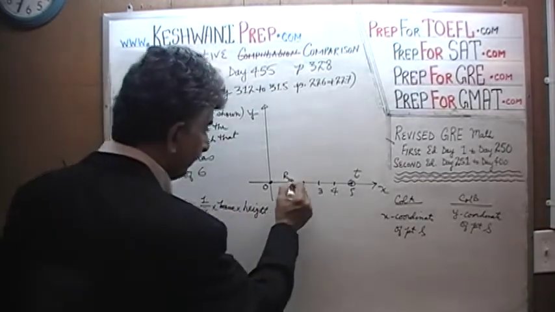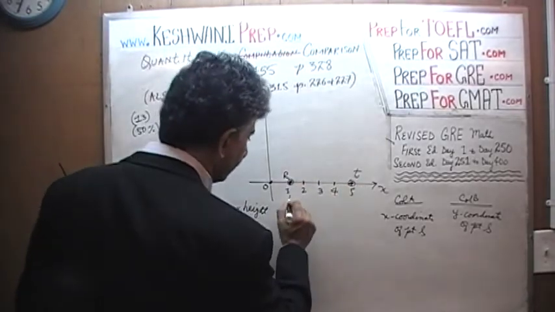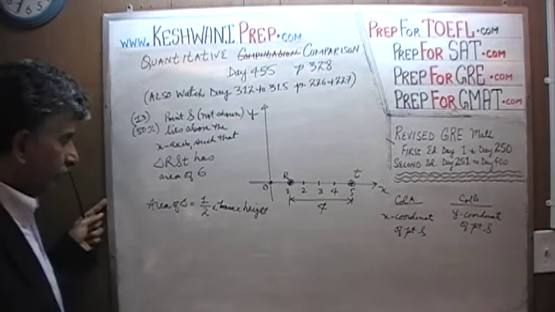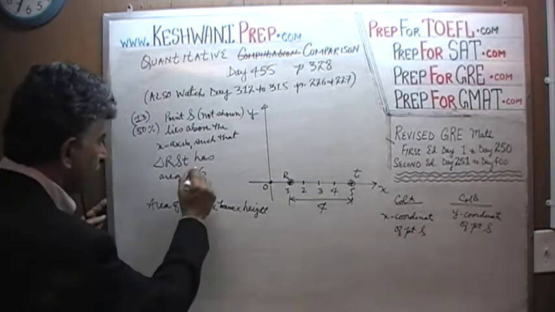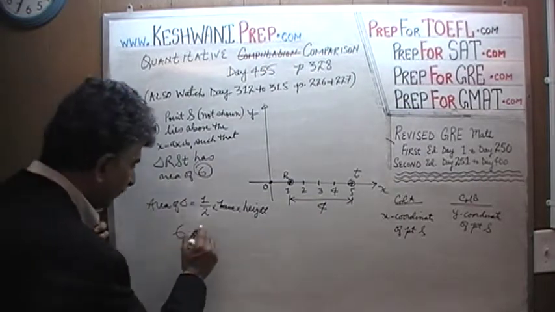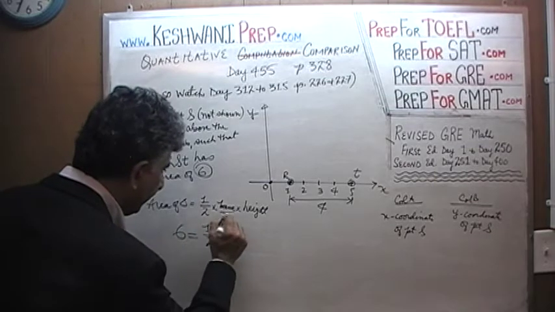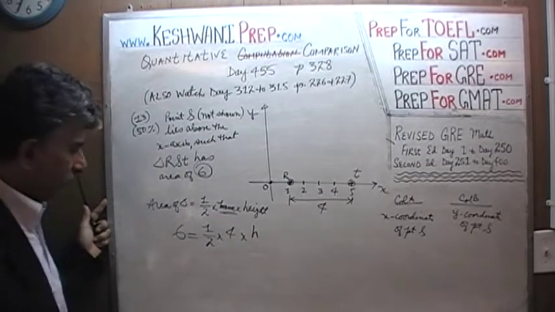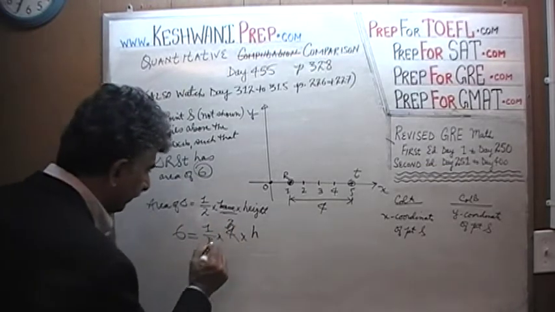Well, we already know the base of this triangle. This is point R and this is point T. So the base of the triangle is from here to here. The base happens to be 4. And we know the area has to be equal to 6 because we are told it has an area of 6. So 6 has to equal 1/2 times base, which we know is 4, times the height, let's call it h. The 2 is going to cancel out with the 4, and we're going to end up with 2 here.